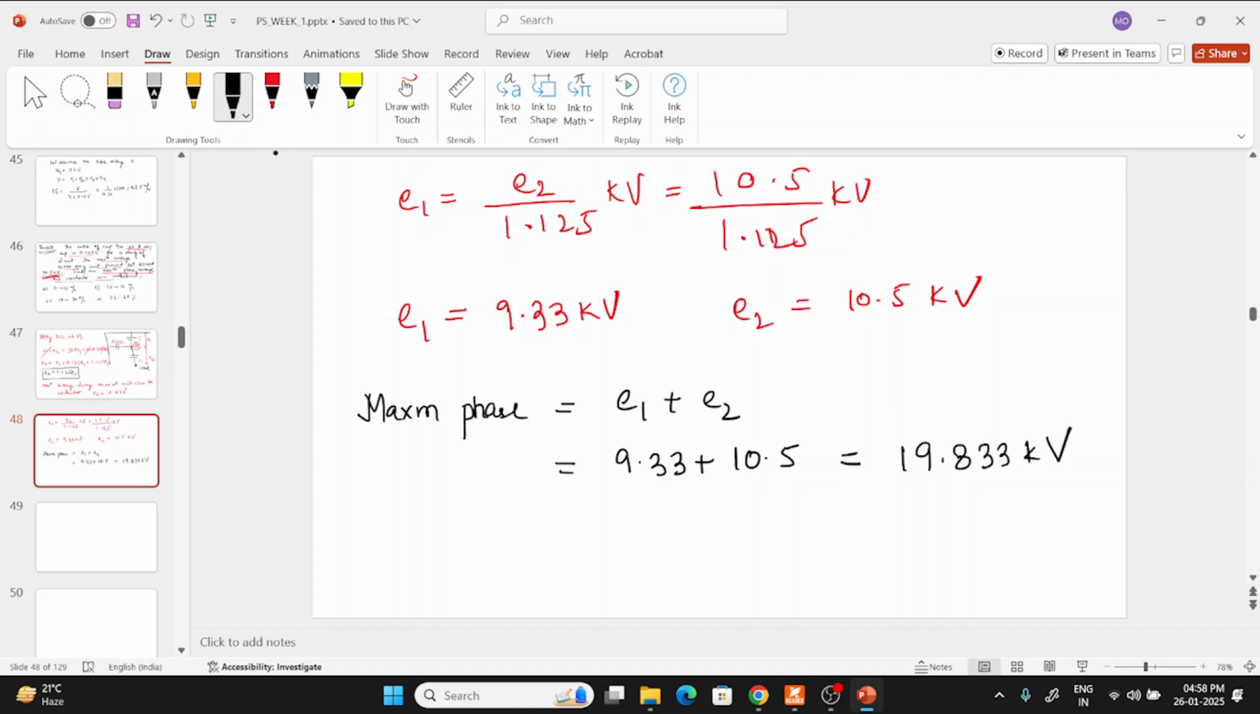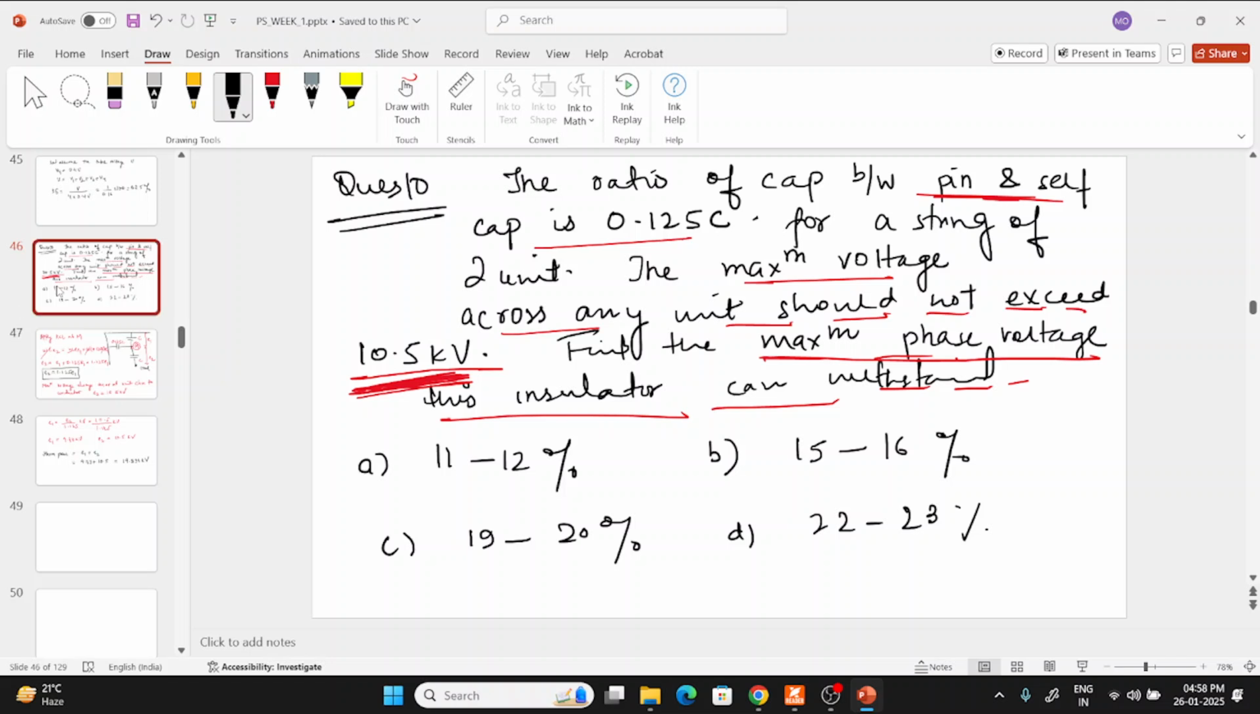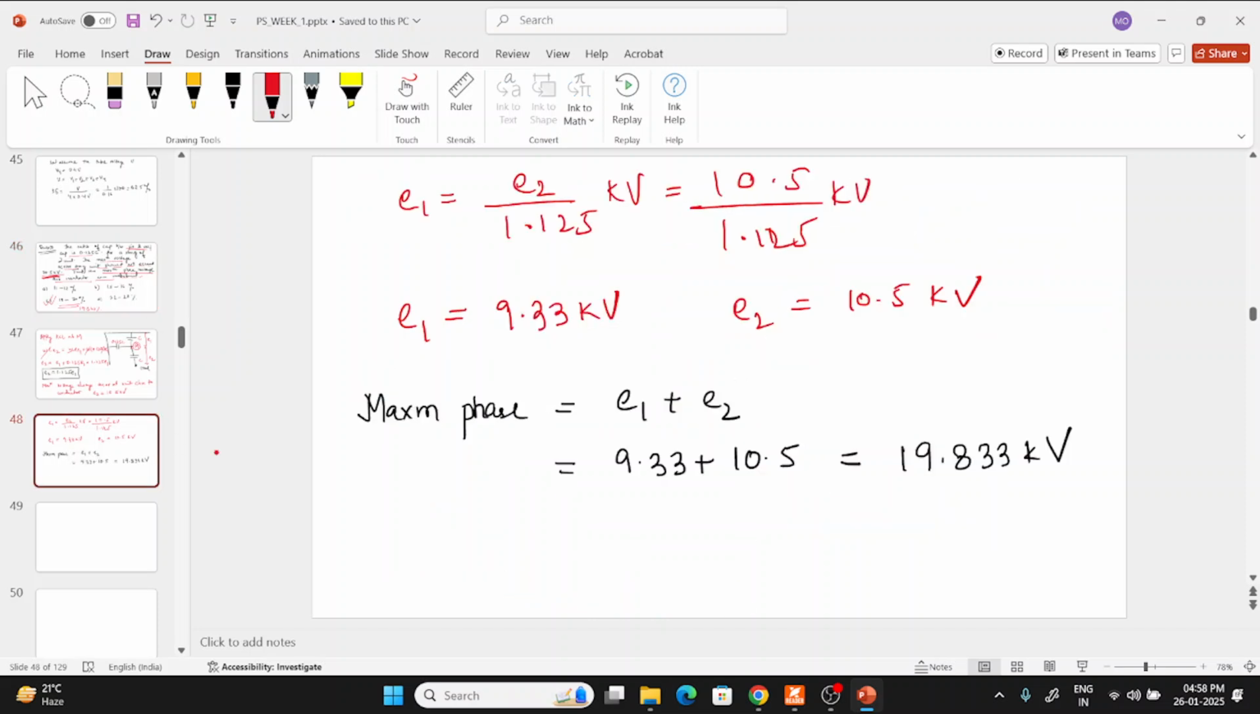Okay. So we can go from here. So the correct answer will be C, 19 to 20, because it is coming out to be 19.833. Okay. So the maximum phase voltage it can withstand is this. I hope you have got the idea how to solve these type of questions.